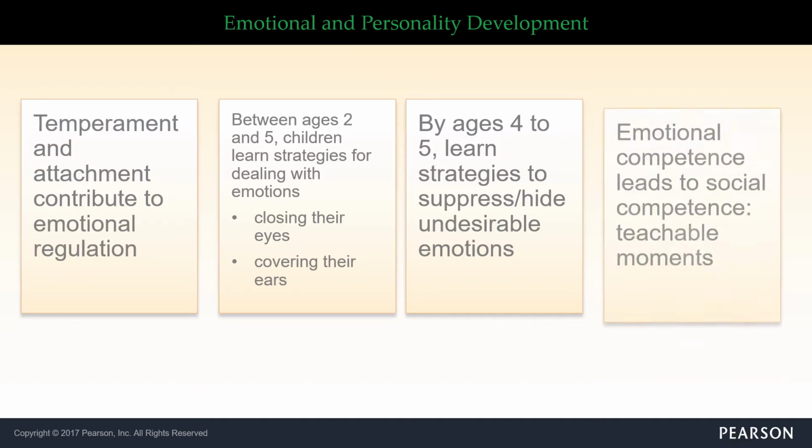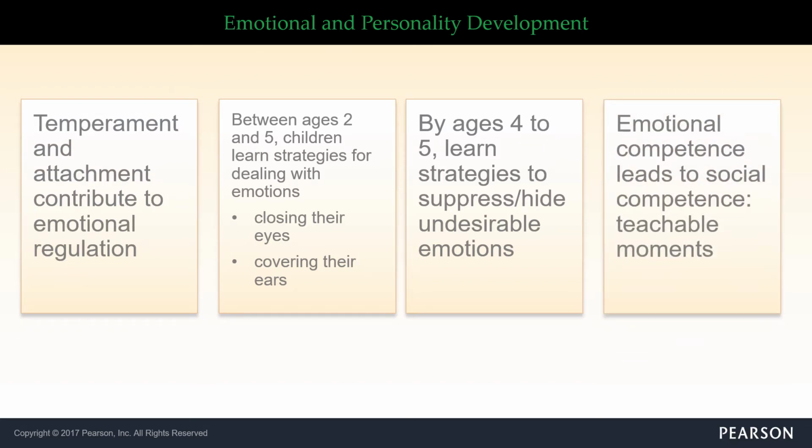And so then temperament and attachment, just to kind of summarize, contribute to emotional regulation. And between ages 2 and 5, children learn strategies for dealing with emotions. For example, if they feel overstimulated because of fear or anger, they might close their eyes or cover their ears. By ages 4 to 5, they learn strategies to suppress or hide undesirable emotions. And the outcomes of these changes make them more emotionally competent, and that tends to lead to social competence.